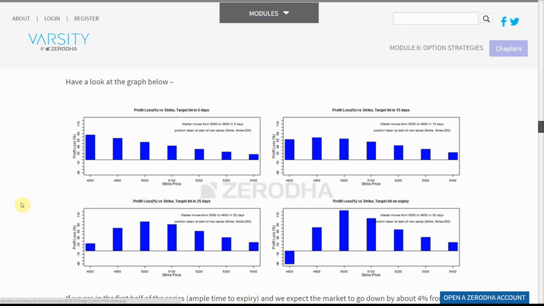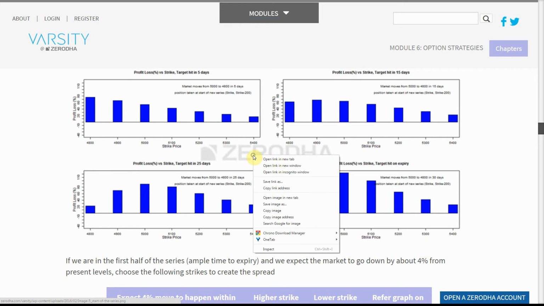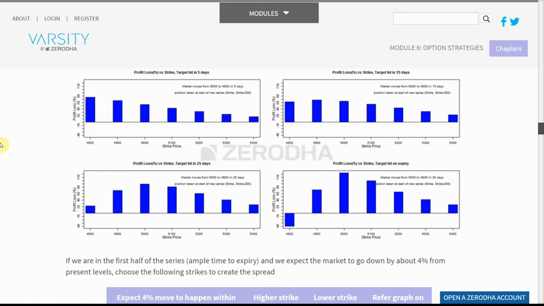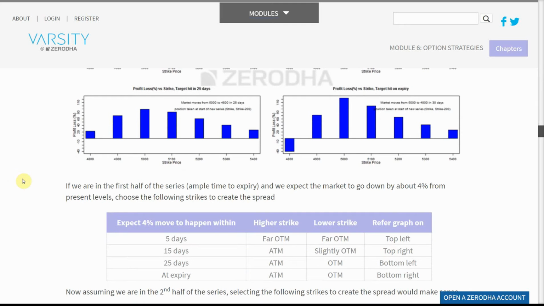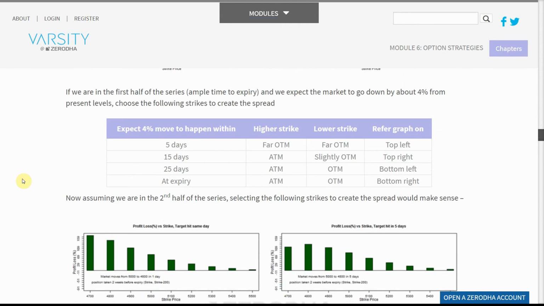If we are in the first half of the series, with ample time to expiry, and we expect the market to go down by about 4% from present levels, choose the following strikes to create the spread. Expect the 4% move to happen within the higher strike and lower strike. Refer to the graph: 5 days far OTM top left, 15 days ATM slightly OTM top right, 25 days ATM OTM bottom left, at expiry ATM OTM bottom right.